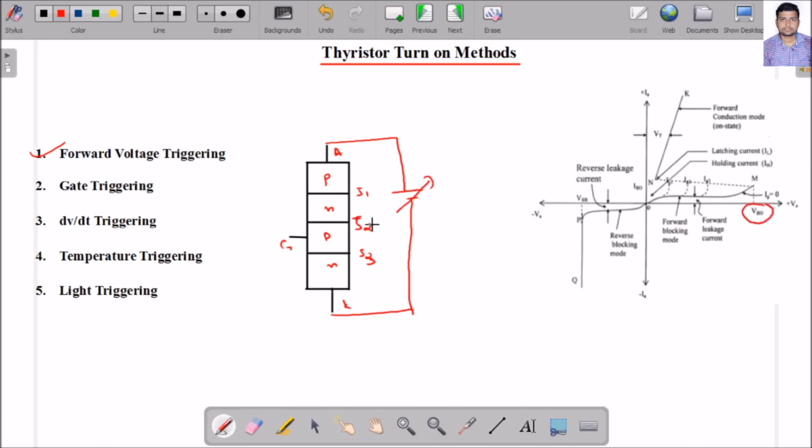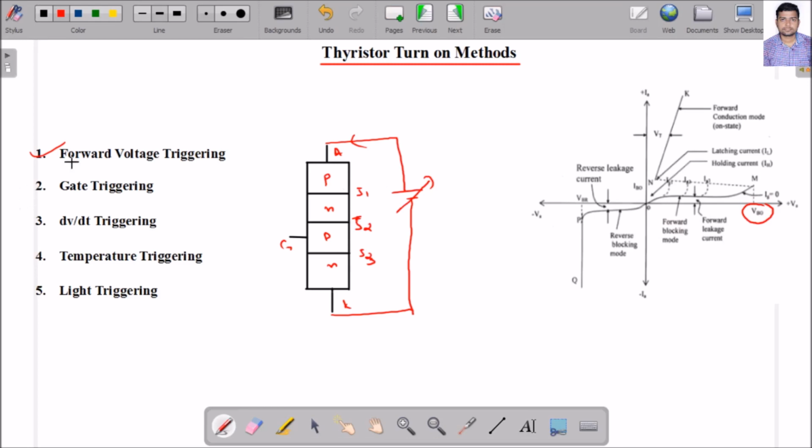Previously J1 and J3 were forward biased, but as junction J2 is reverse biased, current was not flowing, only leakage current. But when junction J2 breakdown occurs, then current starts flowing from anode to cathode. So when the voltage reaches VBO, current starts flowing. This is known as forward voltage triggering. But generally giving the voltage up to VBO is not recommended, because it may destroy the device.